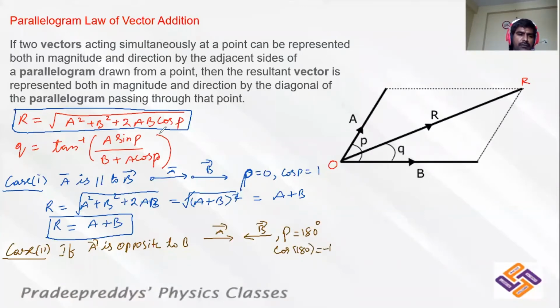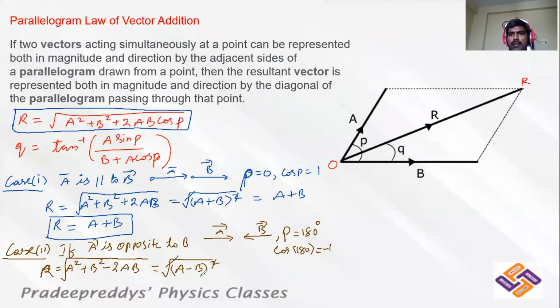Just substitute that -1 here. So what do you get for R? R is equal to under root A square plus B square. Cos 180 is -1, right? So minus, I am taking it here, 2 times AB. What is A square plus B square minus 2AB? It is A minus B whole square. This is equal to under root A minus B whole square. And this square and root get cancelled. So R will be equal to A minus B.